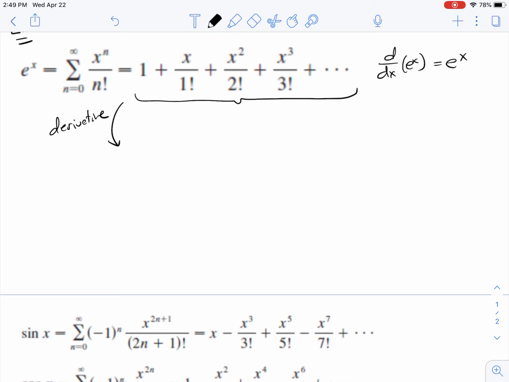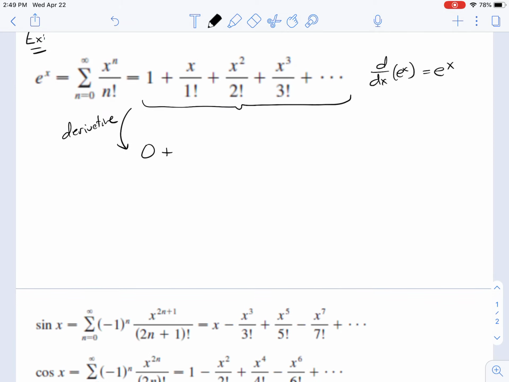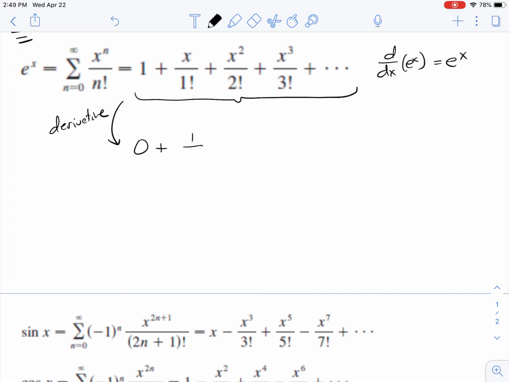All right, derivative of 1 is 0. Derivative of this next term would be just 1 over 1 factorial. The next one is going to be 2x over 2 factorial. Then 3x squared over 3 factorial. And then the next one, which isn't written out, but you'd have x to the 4th over 4 factorial. Its derivative is 4x cubed over 4 factorial. And these keep going.